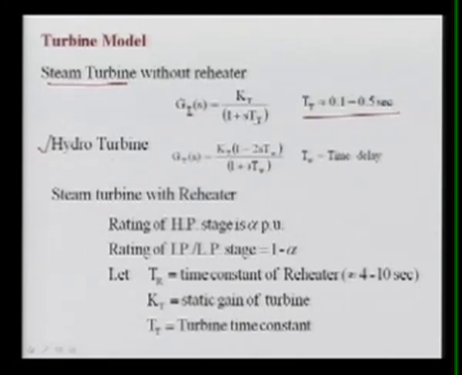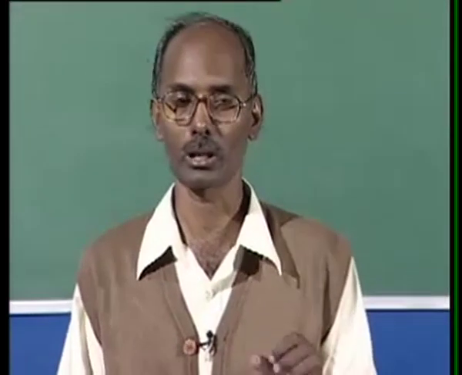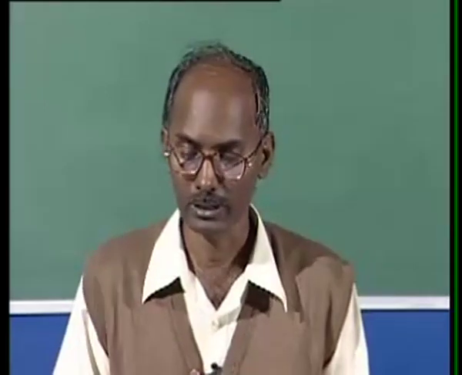For hydro turbines, the transfer function is slightly different. Here the gain of the turbine is KT, multiplied by 1 minus 2 S TW divided by 1 plus S TW, where TW is the time delay. Why is this time delay involved? Because the water is coming from a very far end, possibly through the penstock and other things, so it will have a time delay as well.